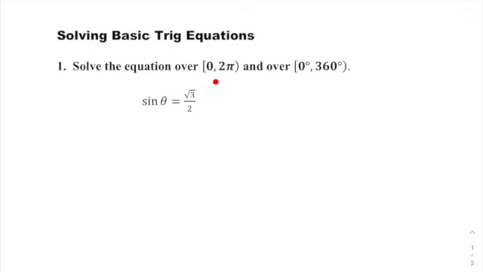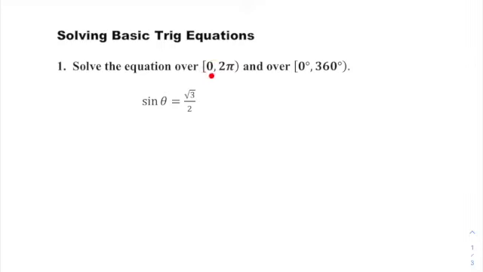This one in particular says solve the equation over the intervals 0 to 2 pi and over 0 degrees to 360 degrees. So we're going to give our answer or answers in radians and degrees just for a little practice. But often the problem might just say one versus the other.